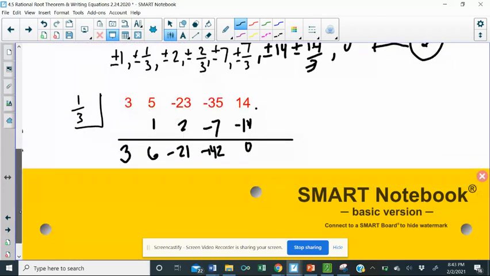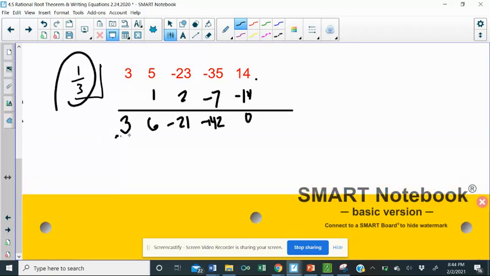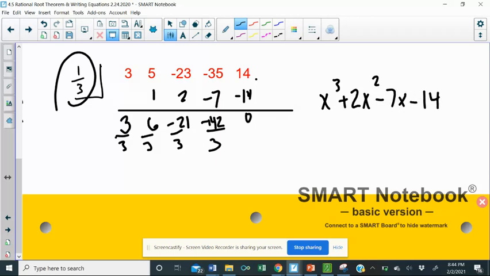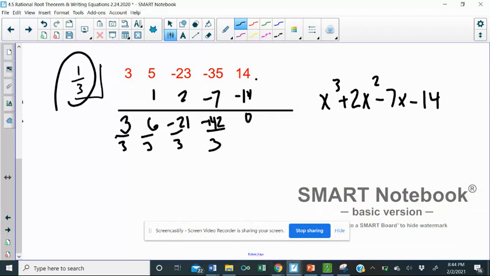Now, remember, when we're talking about this, we divided by 1/3, which means I have to take each one of these and divide it by 3. All right, we started with a 4th, so we have x to the 3rd plus 2x squared minus 7x minus 14. Okay, that's what we have left. Now, what do you think? Did you figure out your other one?